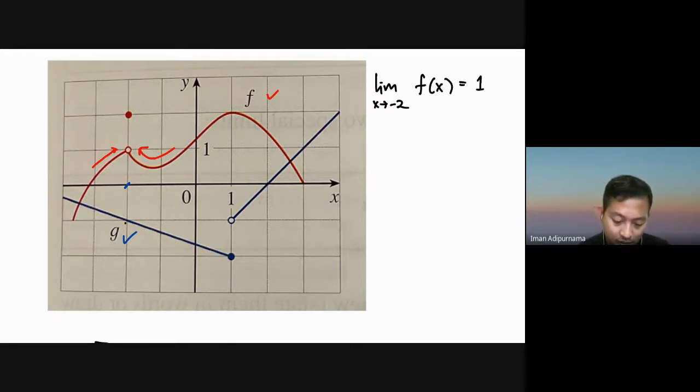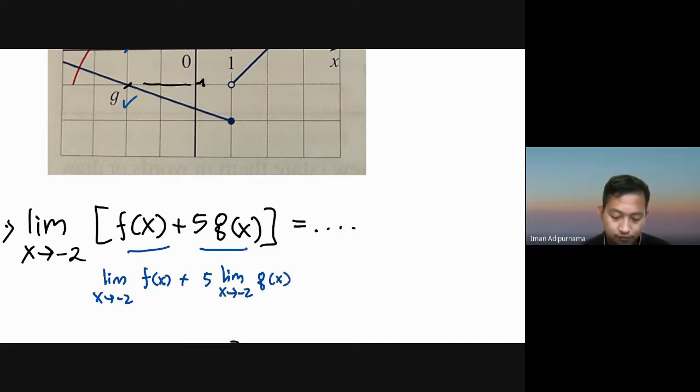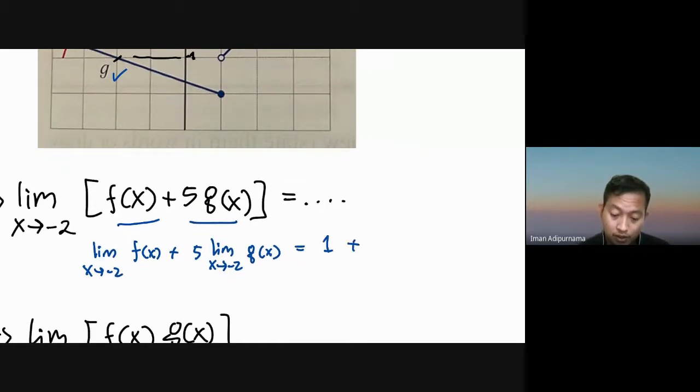And g is around here. It's also getting a value, for g it is getting -1, right? So we can simply say that, because this is the limit as x approaches -2 of f of x plus 5, we can write this. Because the limit as x approaches -2 of f of x is 1, we add 5, and then g is -1. Or we can simply write -4.